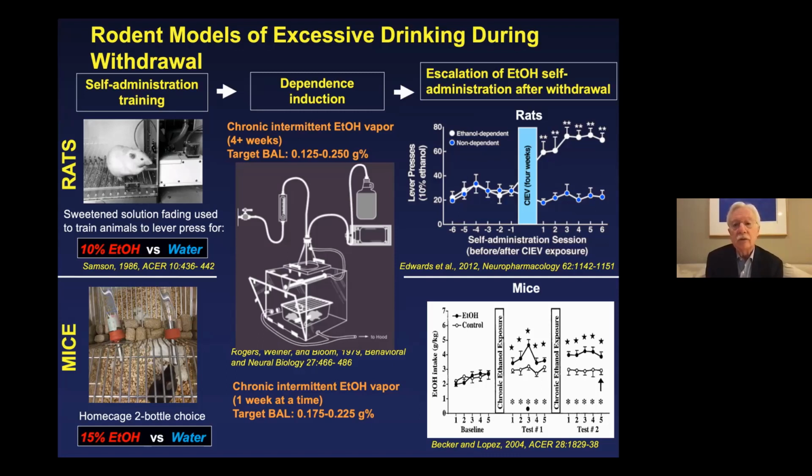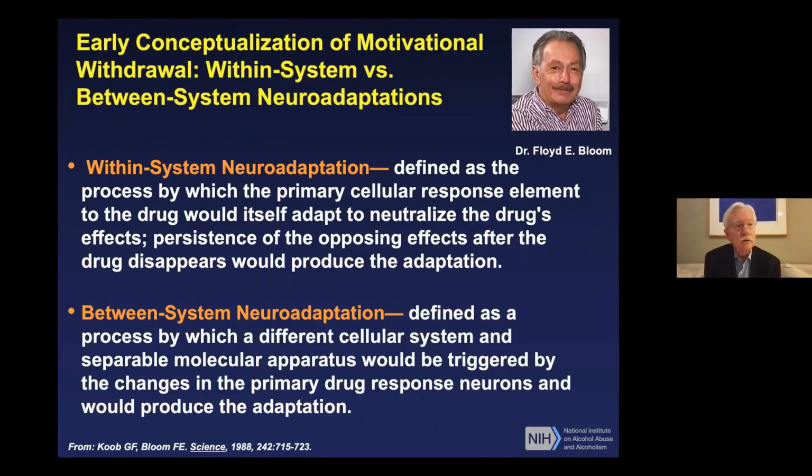And you can see over here on the right that the animals will escalate their intake, and you have rats now drinking the equivalent of 4 to 6 drinks in a human measure in 30 minutes. And you can see the same on the bottom for mice who are drinking in a 2-bottle choice, also with chronic exposure to alcohol. So using this approach, a whole series of studies have been done, but we have to take a little step back to the conceptualization of how things could change with chronic administration of drugs, but chronic administration of alcohol in particular.